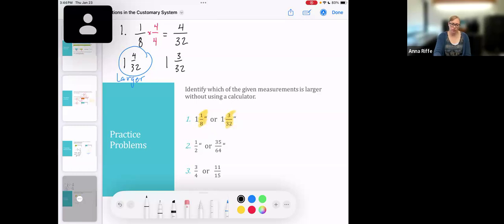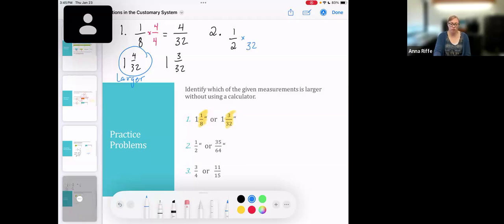We can do something very similar for the second one. We have 1/2 and 35/64. I am going to compare those two fractions, and I'm going to focus on the one with the smaller denominator here. So that's the 1/2. I want to multiply the denominator by some factor that will give me 64 in the denominator.